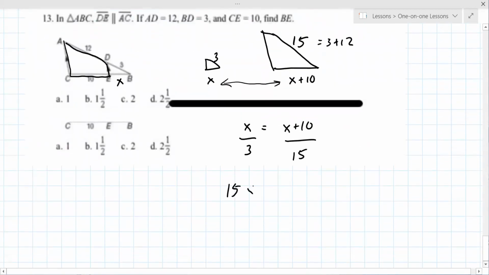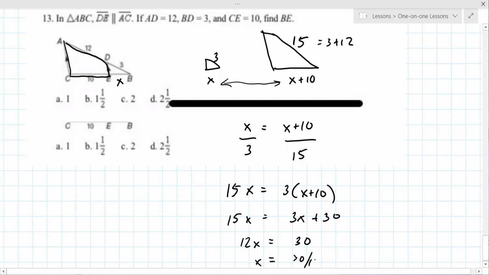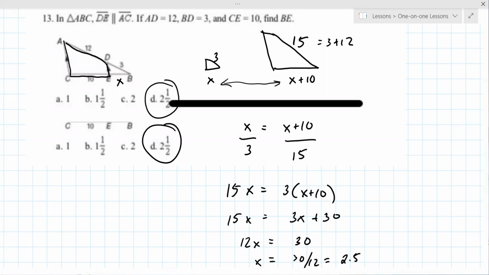Diagonally multiply here, so 15x equals 3 times x plus 10. 15x equals 3x plus 30. Subtract 3x. Divide by 12. So x equals 30 divided by 12, which is 2.5. So it looks like it's that one there. Once you write the equation, you have to be able to solve it. And most of these are just proportions that we've seen thus far.